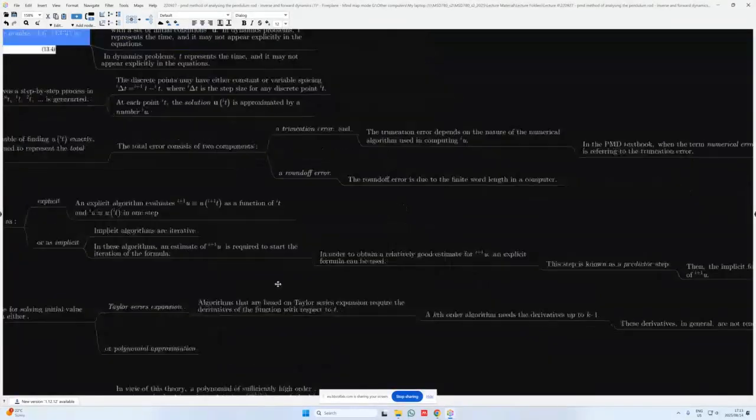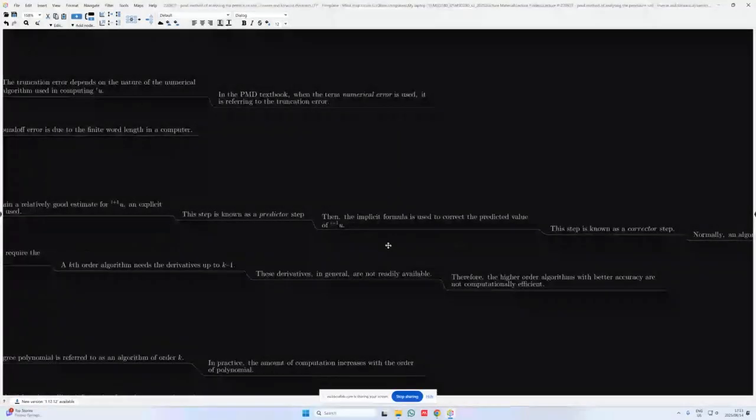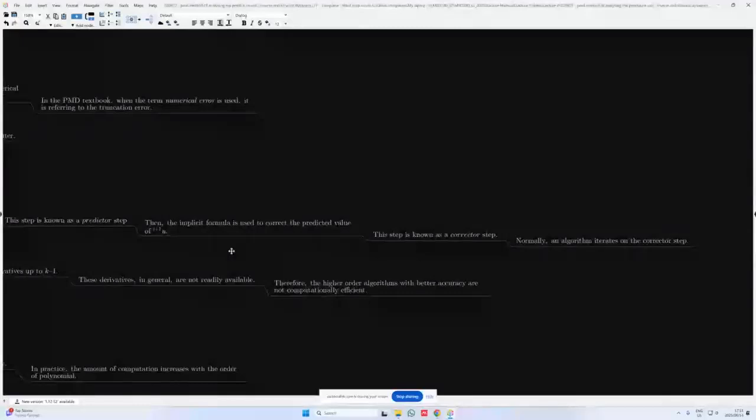However, an implicit algorithm is iterative. In these algorithms, an estimate of ui plus 1 is required to actually start the iteration of the formula. And in order to obtain a relatively good estimate for ui plus 1, an explicit formula can be joined onto this implicit formula as a sub-algorithm. This step is then known as a predictor step. Then the implicit formula is used to correct the predicted value of ui plus 1, and this is simply called the corrector step. And normally an algorithm iterates on this corrector step.